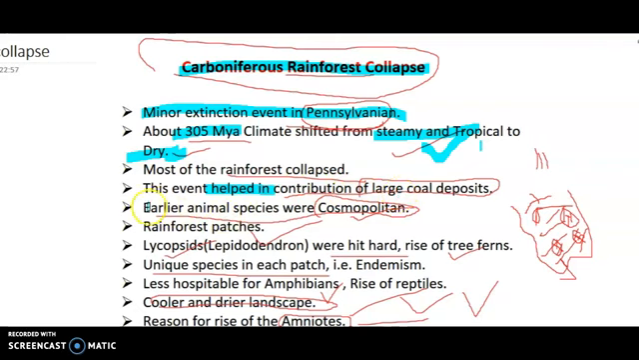So earlier animals were cosmopolitan. So when the rainforest was present there in the Mississippian, animals used to roam all around the continent. But as the rainforest collapsed, there was less rain, less forest, less trees, and the rainforest was in patches, small patches. Okay, so these are the rainforest, you can say, and this is the dry area. So as these patches came into existence, each patch had unique species, so endemism happened.